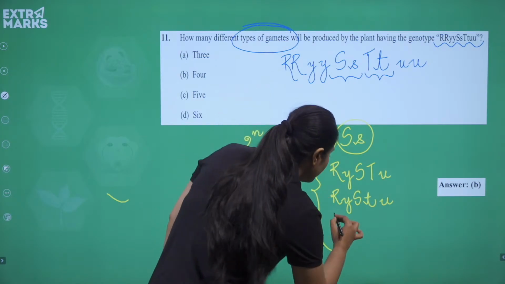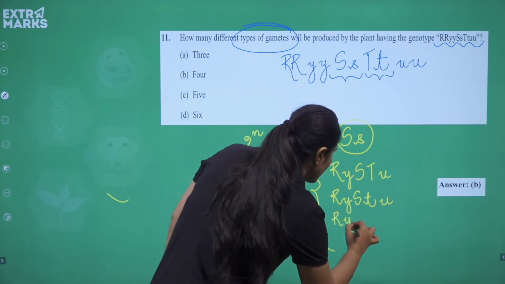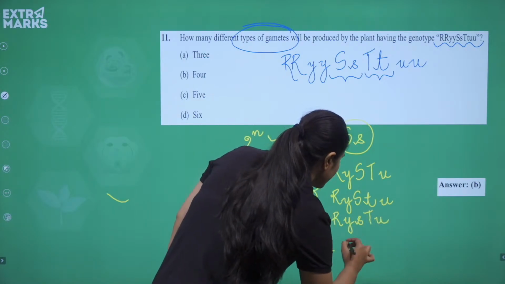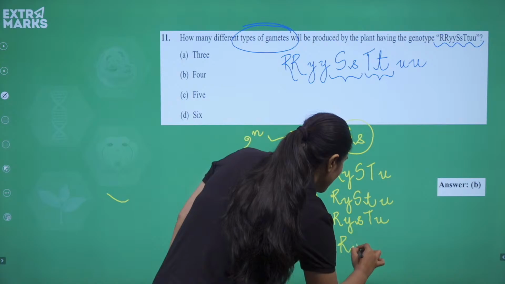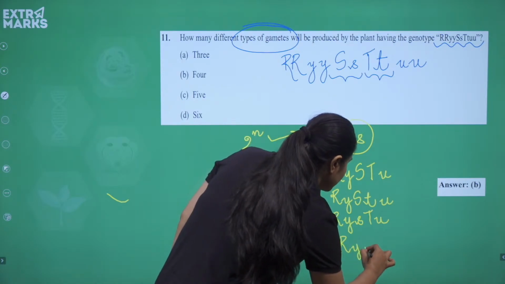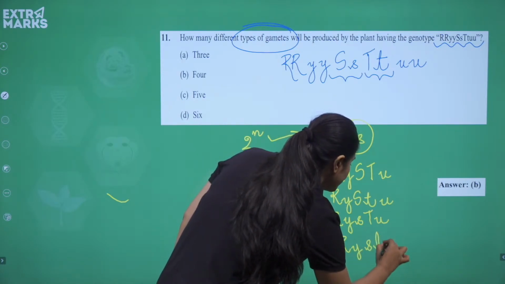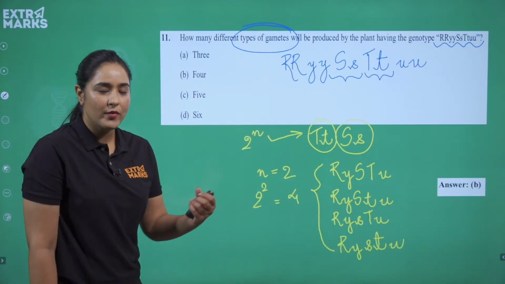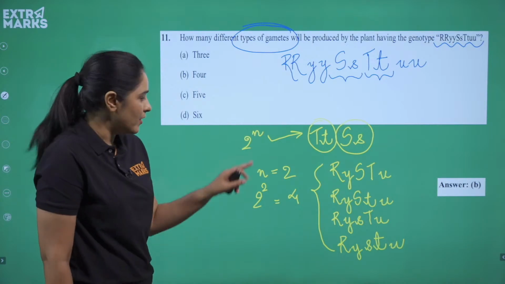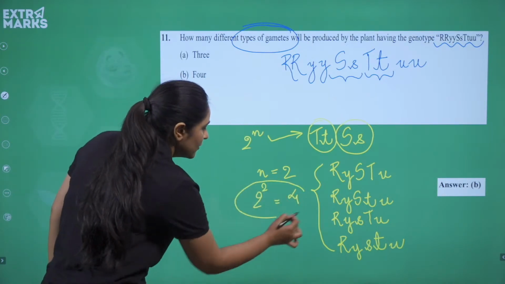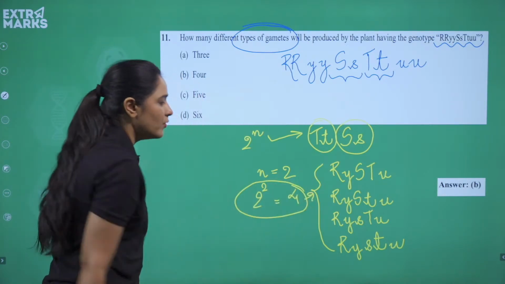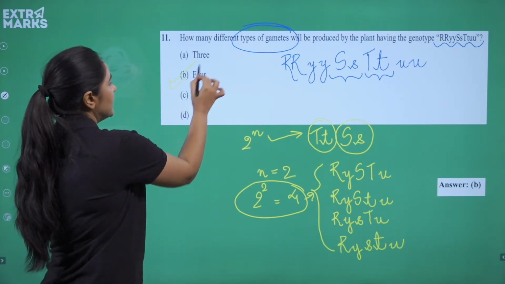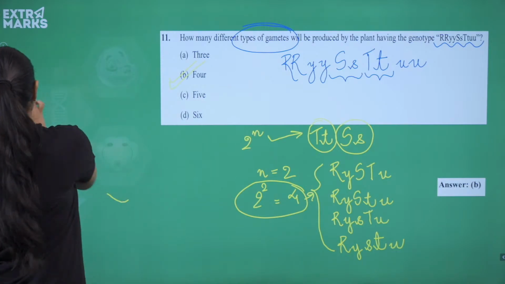Now the third one will be capital R, small y, small s, capital T and U. Capital R, small y, small s, small t and U. These are the 4 type of gametes we will be having from this genotype, and from our formula also we are having these 4 type of gametes. So we are having the correct option here, B4.